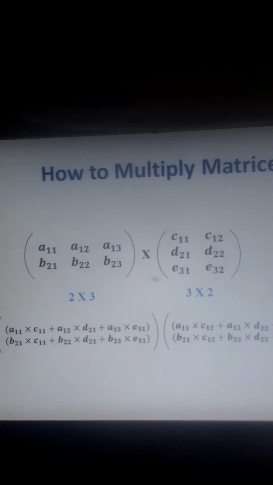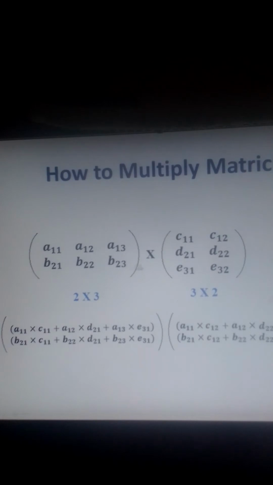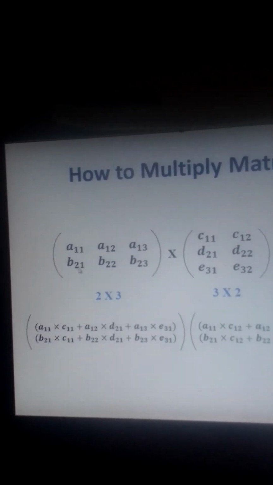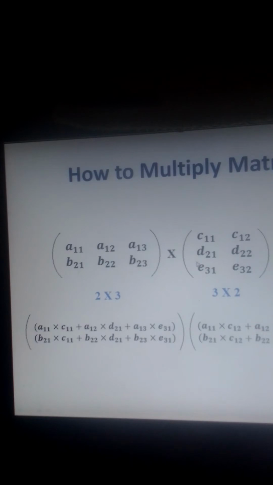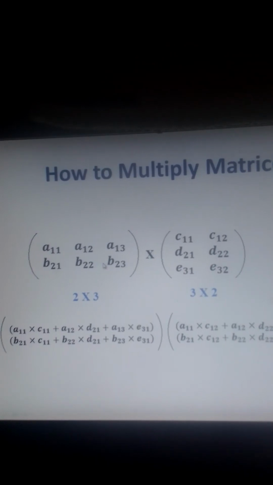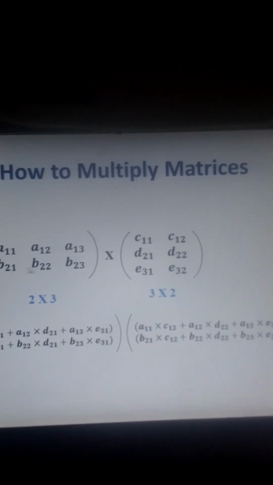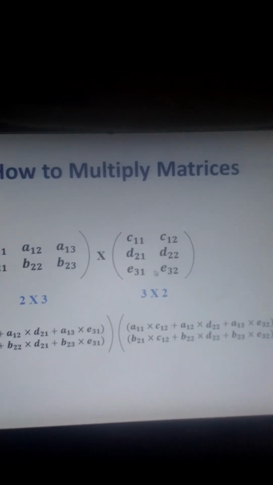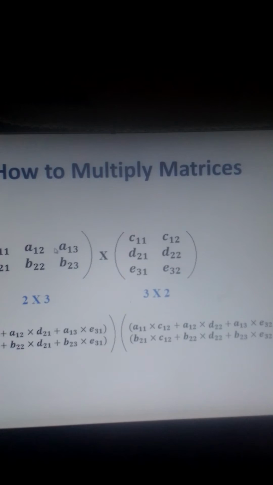Now next we multiply the second row times the first column. So we have B21 times C11, plus B22 times D21, plus B23 times E31. Now finally we multiply the second row times the second column. So we have B21 times C12, B22 times D22, plus B23 times E32. That is how we multiply matrices, rows times columns.